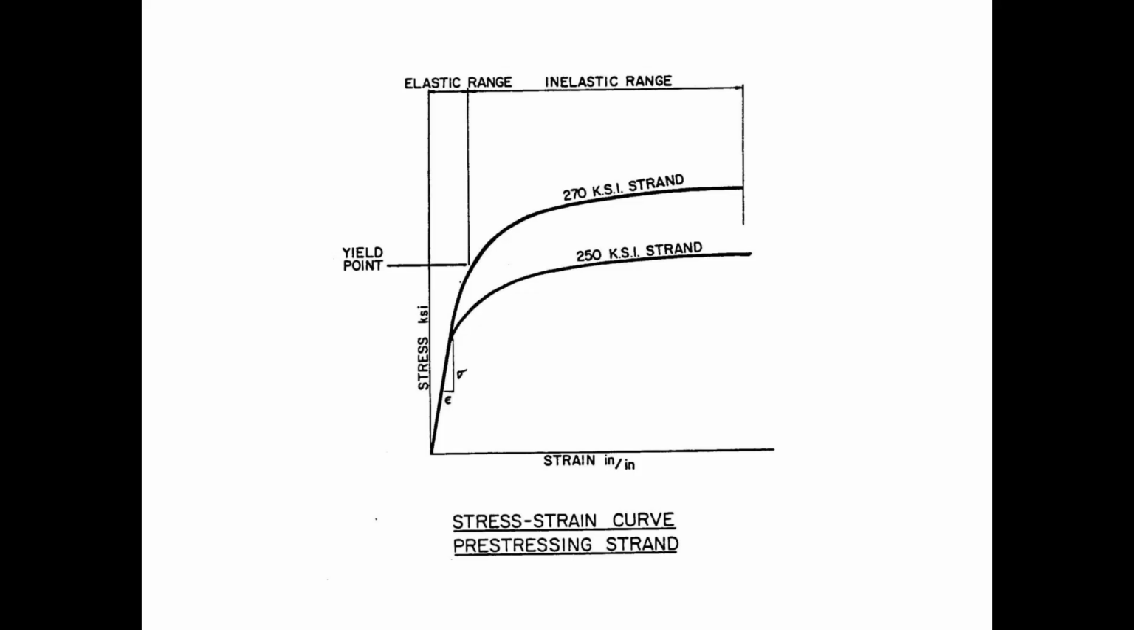But once we get to the yield point, we have permanently elongated the strand, and the strand will not go back to its original length. It will go back some if we take the load off, but it will not go back to its original length because it has been permanently deformed. And then the further we move beyond the yield point, the more deformation occurs, such that with very little additional load, we get a significant amount of additional elongation.